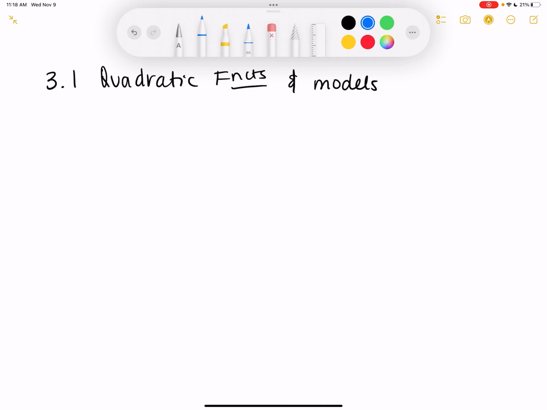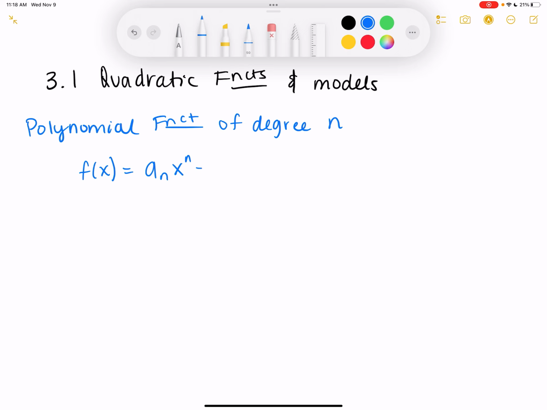A polynomial function of degree n takes on the form f of x equals a sub n x to the n plus a sub n minus 1 x to the n minus 1 plus and so on, plus a sub 1 x to the 1, or just x, plus a sub 0. So that's just saying, depending on whatever the degree is, that's how far out you go, to whatever the highest degree is.